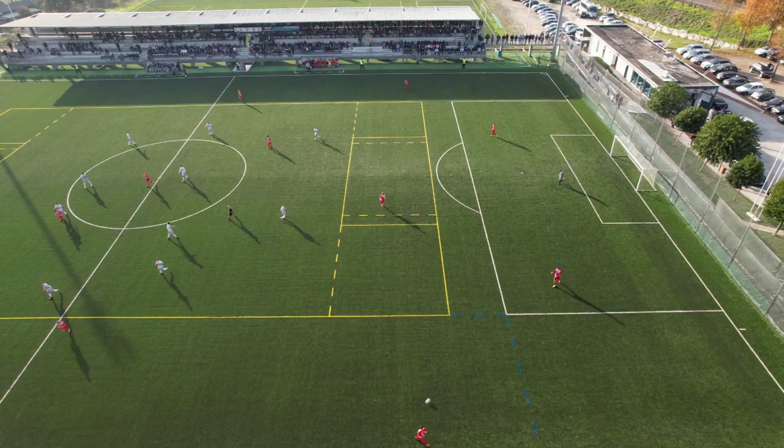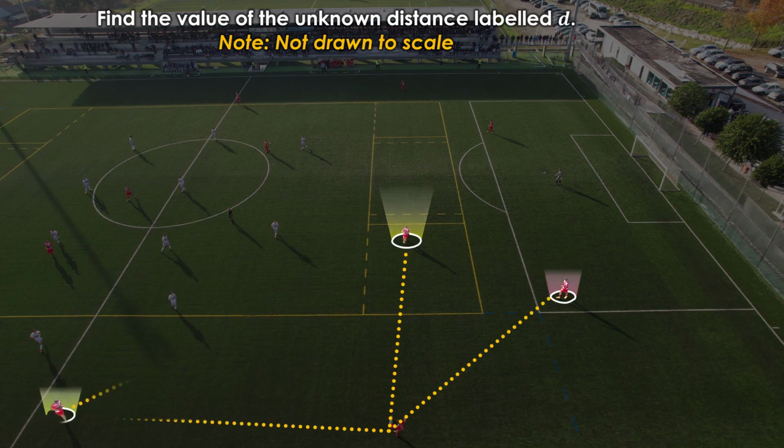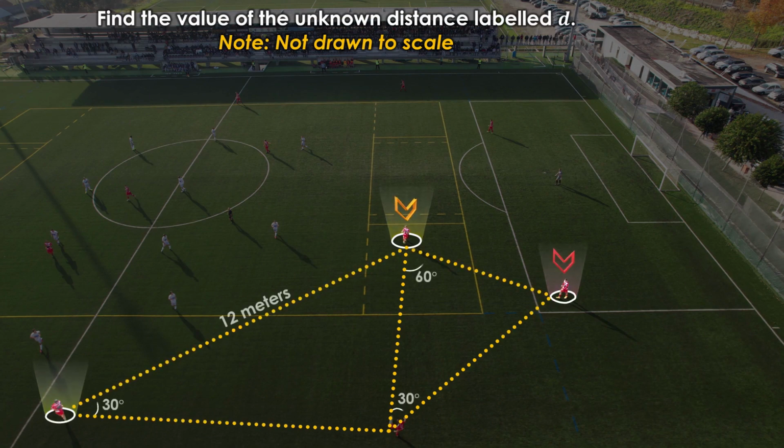Let's take a look at a practice problem. Given the following angles and distance, find the value of d. Sometimes questions like this one are not drawn to scale.